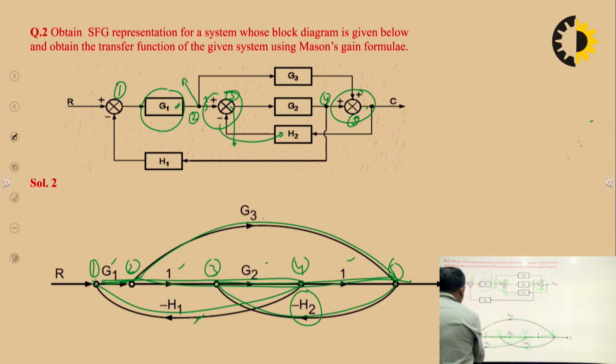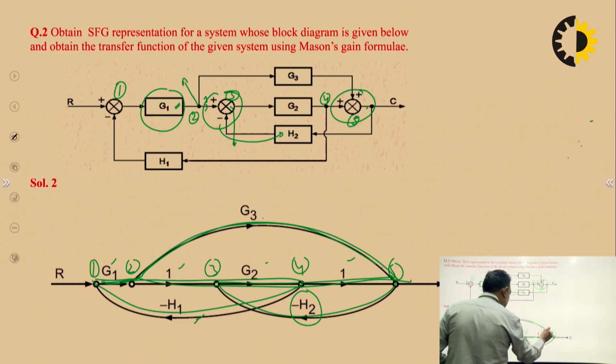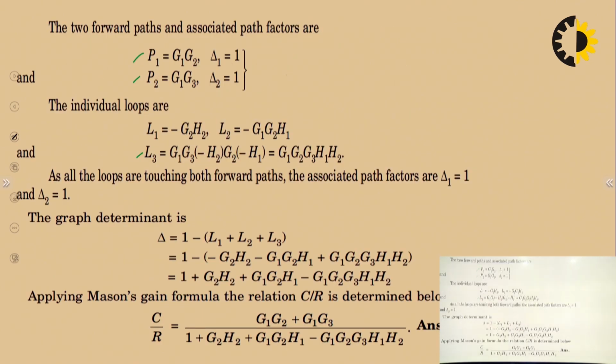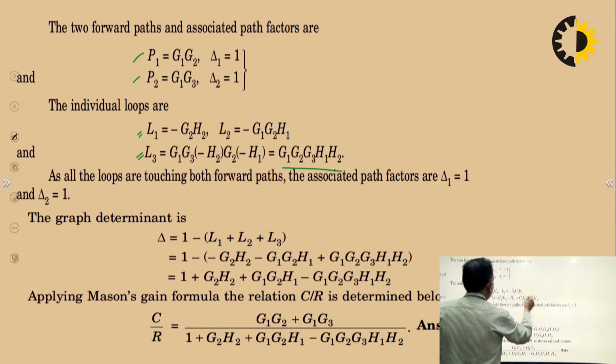If you see G1 G3 minus H2, G2 and minus H1, this is a bit complicated to identify. So these are the transmittance values.